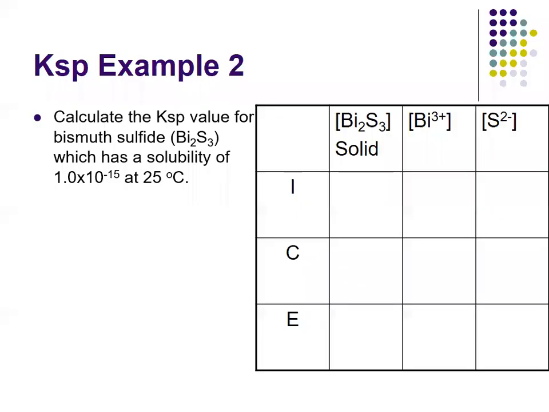Next example, calculate the KSP value for bismuth sulfide, which has a solubility of 1.0 times 10 to the negative 15th. In this unit, if you have a question, you probably need an icebox. Unless it's already at equilibrium, which this is not. Let's start filling out this icebox, okay? First thing to be able to do the icebox, we probably need an equation, don't we? So what would our equation be of Bi2S3, what would it go to?